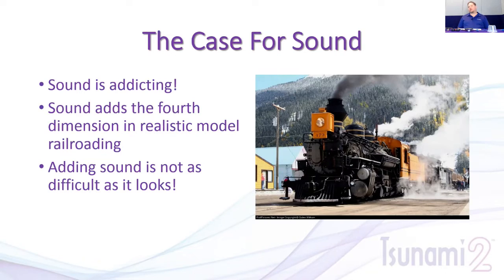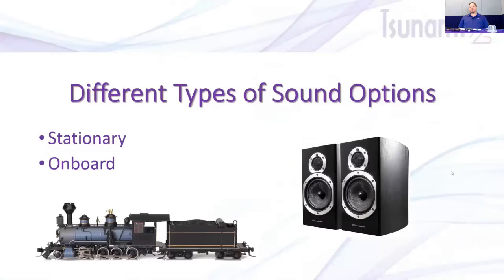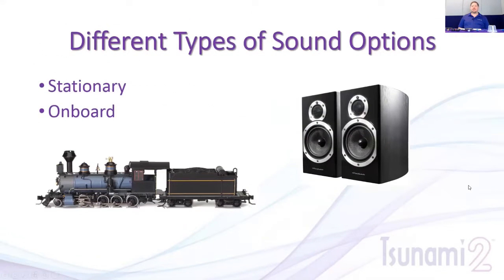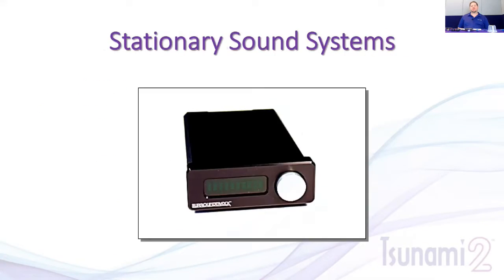First up, we're going to look at the different types of sound systems. First you have stationary and onboard. Let's look at each of these options. A stationary sound system would be our SoundTraxx product. It sits on the shelf and is wired to speakers that are stationary, and the sound is transmitted from that SoundTraxx unit to surrounding speakers on the layout. This will reproduce a lot of the sounds that you're looking for, but it is stationary.